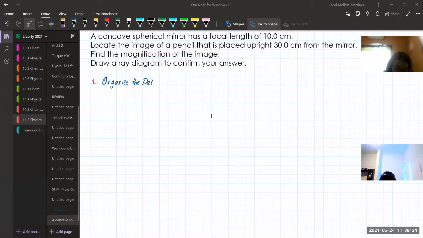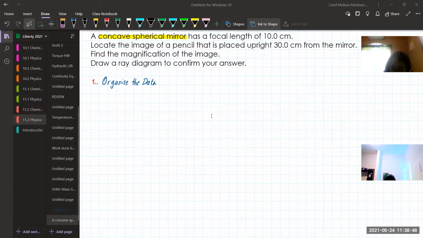So the problem gives us several pieces of information. Okay, it tells you that it's a concave mirror, and it's telling you that it has a focal length of 10 centimeters. It's asking you to locate the image.